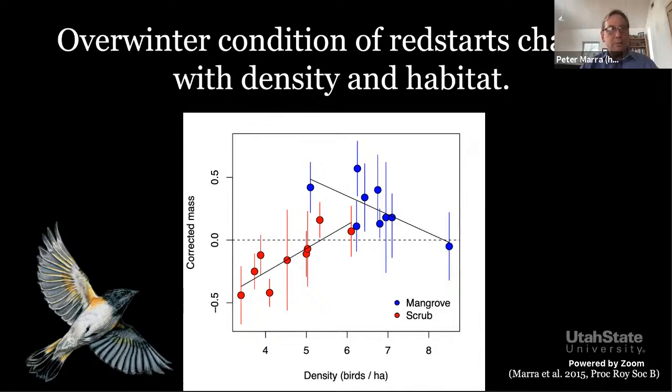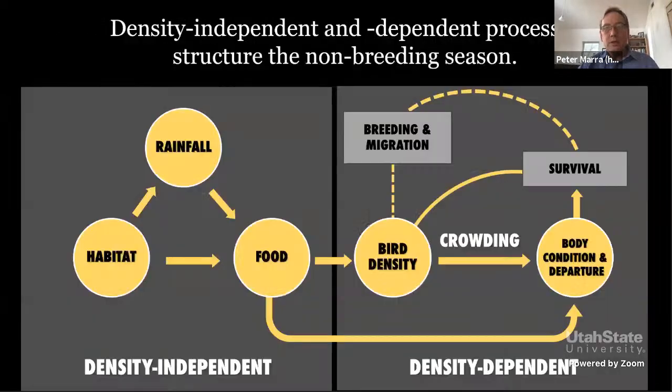They are so limited by food in that habitat that they're just not limited by density. They're more limited by food than they are by density. And these results tend to hold that up. So it looks to us as though a combination of density independent and density dependent processes structure things going on during the non-breeding season in this system of birds.